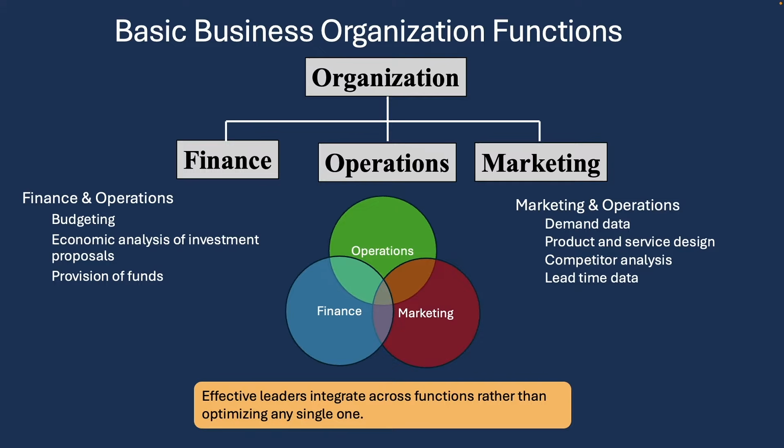Organizations typically include three major functions: marketing, finance, and operations. Marketing, finance, and operations are deeply interconnected. Most breakdowns occur between functions, not within them. Leadership often involves alignment and coordination rather than authority. Effective leaders integrate across these functions rather than optimizing any single one.